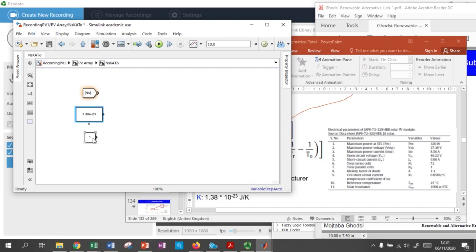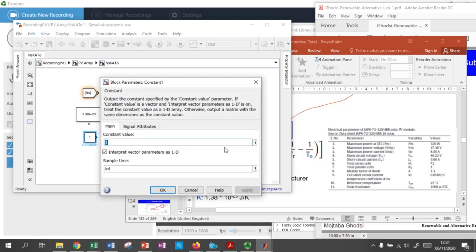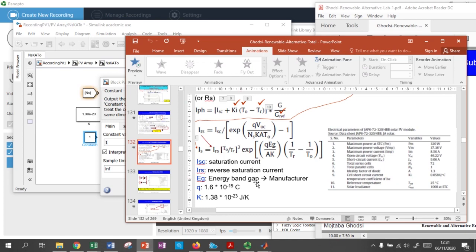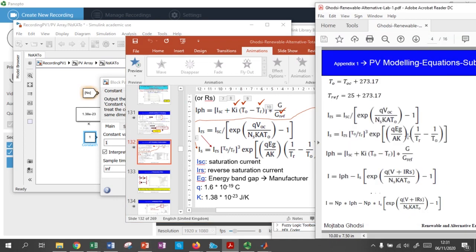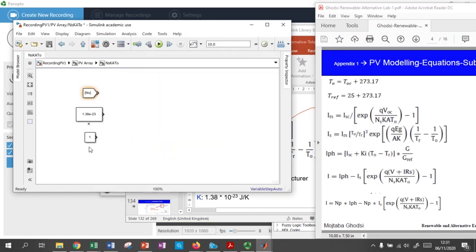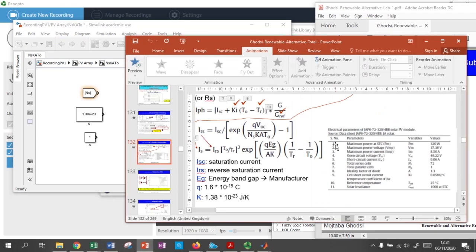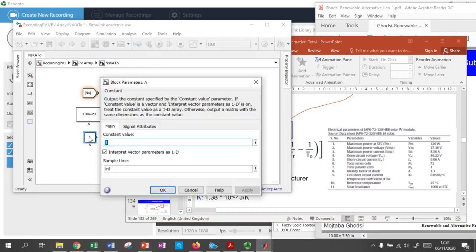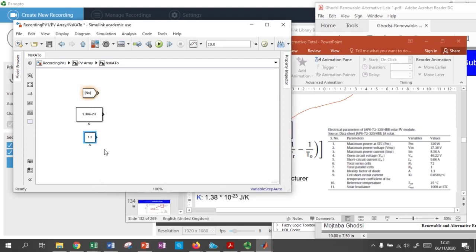The next one is called a. Yes, this is a. Then I will call it a. And its value is important. We should find out what is its value. It is 1.3. You can find it: ideality factor of diode, it's 1.3. Then I will write here 1.3. Okay, this is 1.3.